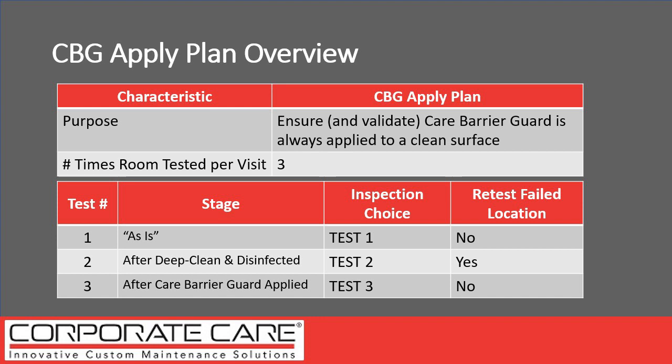The purpose of Care Barrier Guard Apply Plan is to ensure Care Barrier Guard is always applied to a clean surface. You will first test the as-is area. No retest is required. Then you will deep clean and disinfect the area and test again. Retest is required if failure. The final test is after Care Barrier Guard is applied and should always pass.